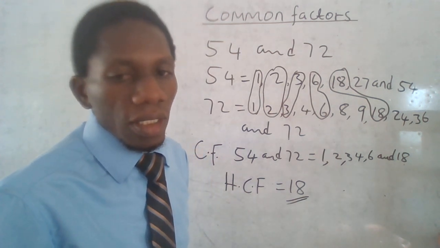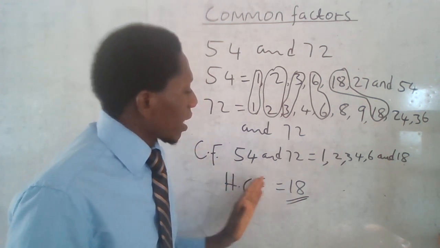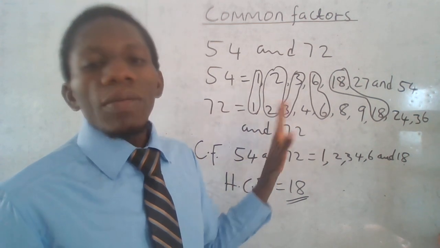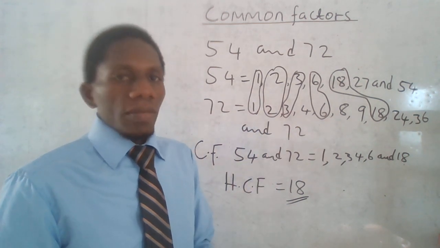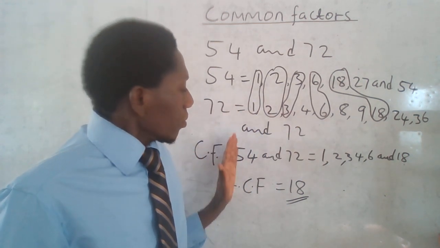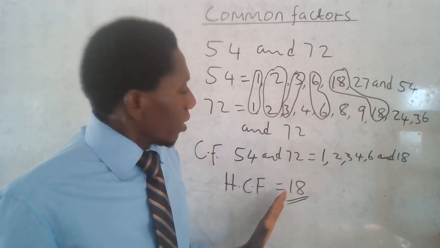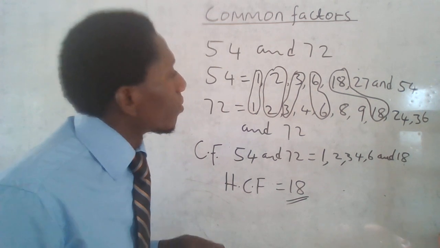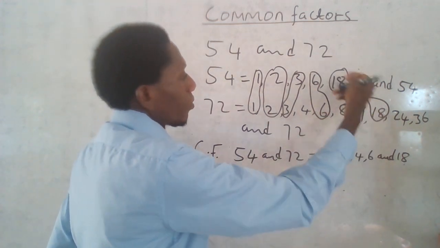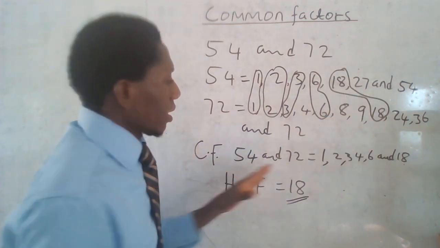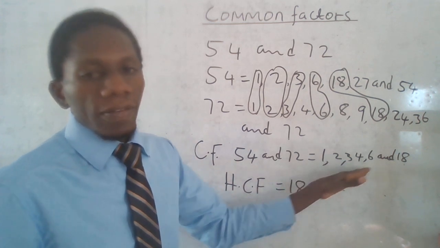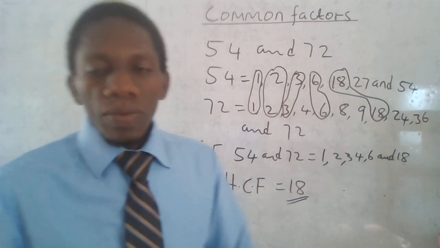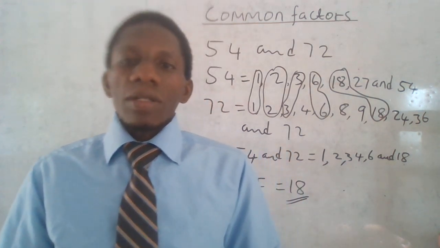The HCF, the highest common factor among these factors that are here, is 18. 18 is the highest number, so we say that 18 is the highest common factor among them. That's why we single 18 out. It can go into all of them here, and it is the highest factor here. So that's why it is the highest common factor.